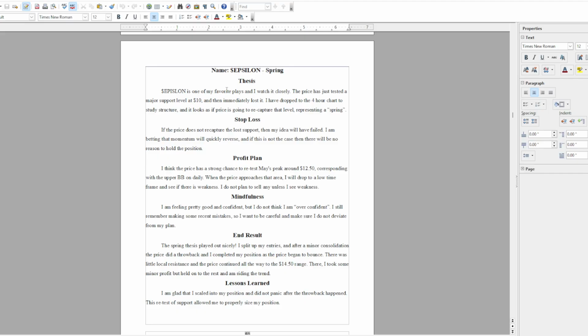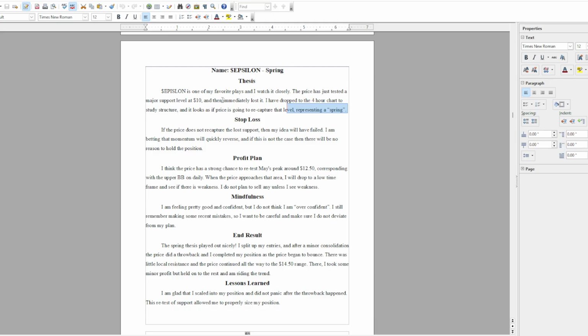So the thesis, EPSILON, it's one of my favorite plays, and I've been watching it closely. The price has just tested a major support level at $10 and then immediately lost it. I have dropped to the 4-hour to study structure, and it looks as if the price is going to recapture that level, representing a spring.